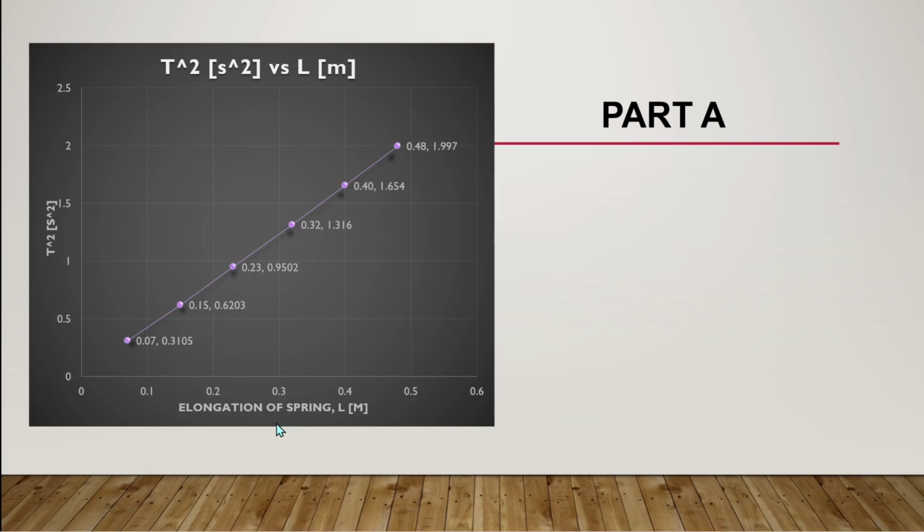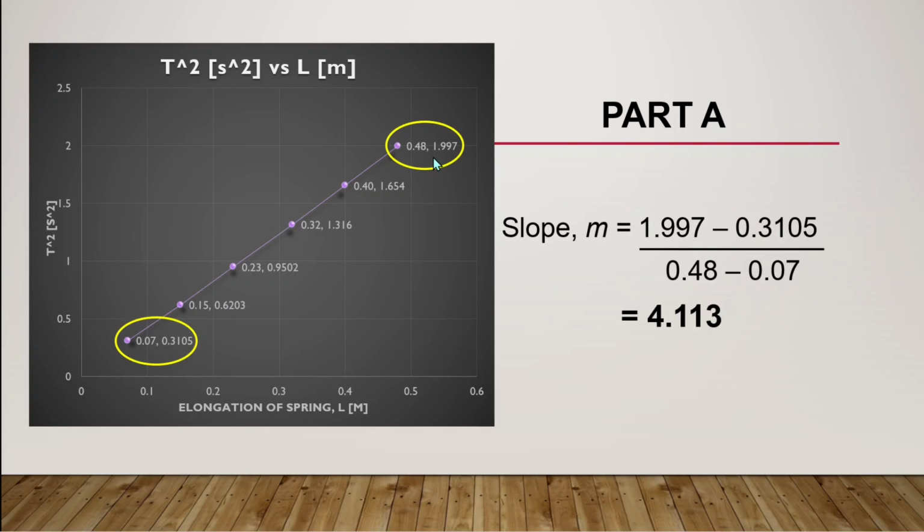Then they ask us to calculate the slope. How to calculate the slope? We calculate using the gradient. We draw a big triangle and take the first value and last value. So the gradient will be y2 minus y1, 1.997 minus 0.3105, over x2 minus x1, 0.48 minus 0.07. You will get an answer of 4.113. From this graph, you can see that it increases linearly, but it does not pass through 0.